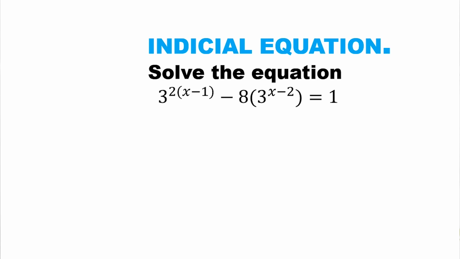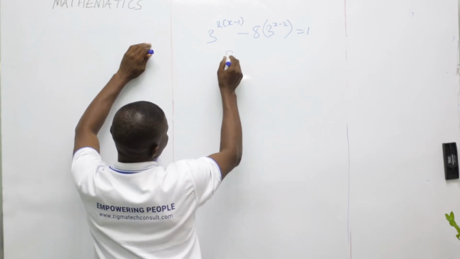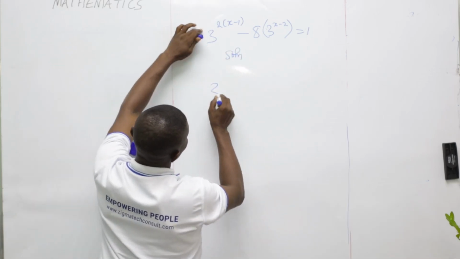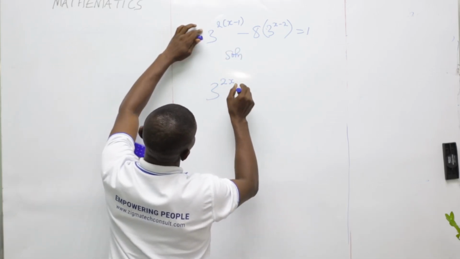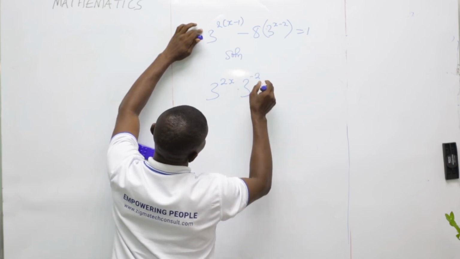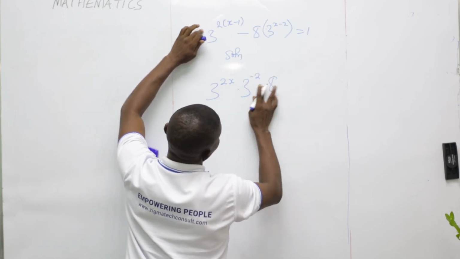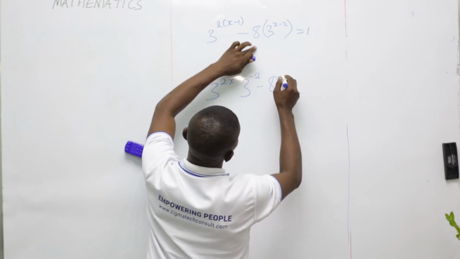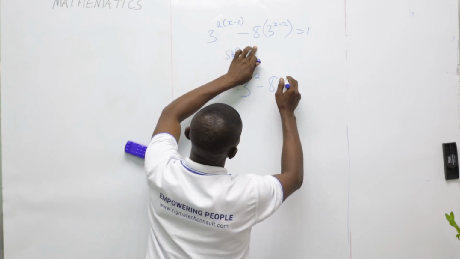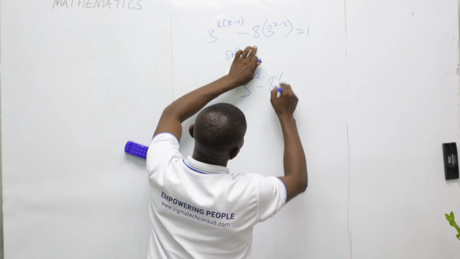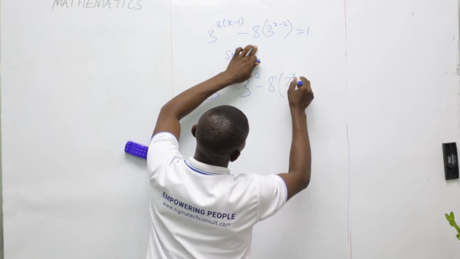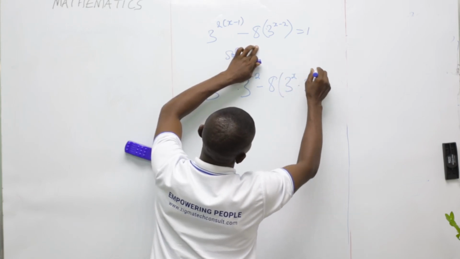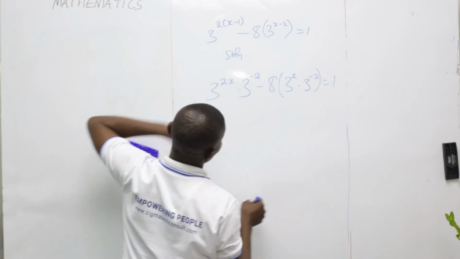Okay, 8 into 3^x minus 2 equals 1. First of all, let us interpret this equation. This will mean 3^(x-2) into 3^x minus 2 equals 1.